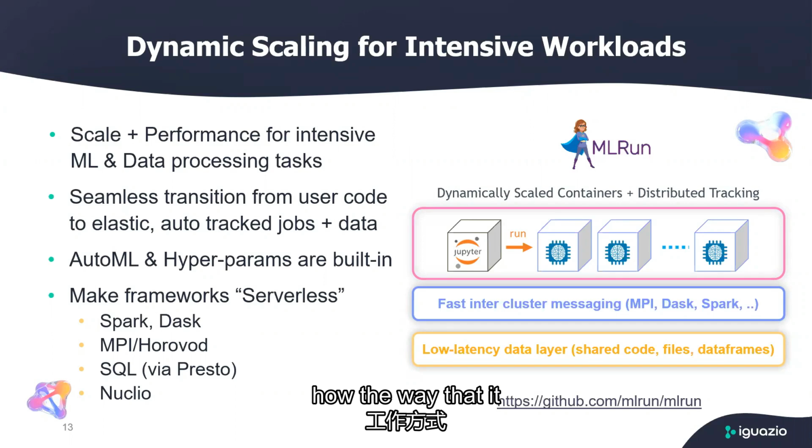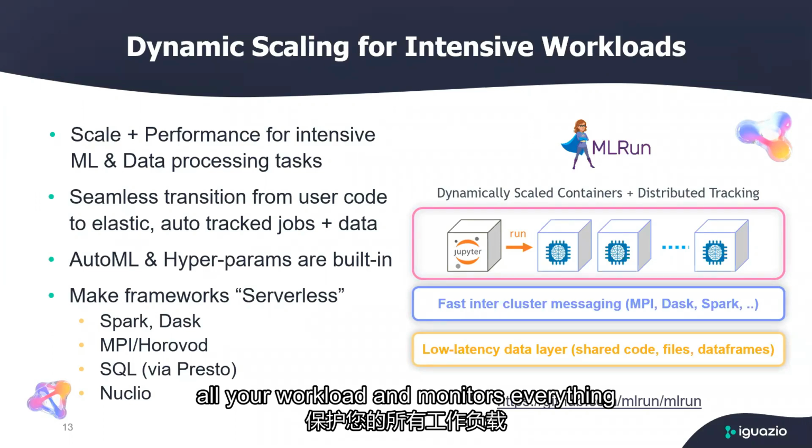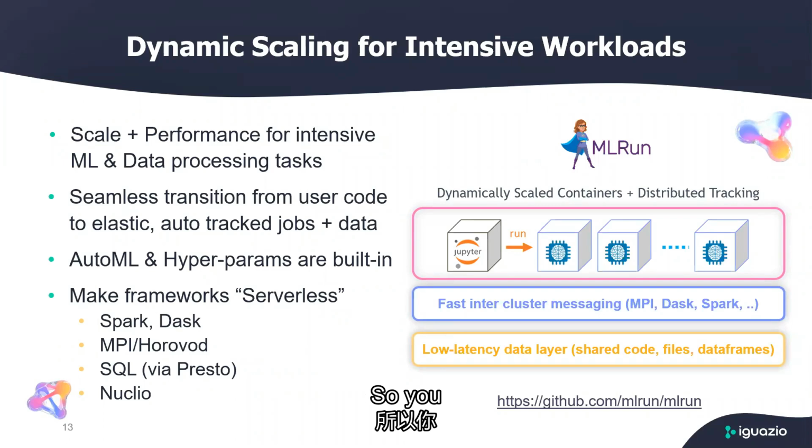But the trick and the way that it works is essentially allowing you to scale out the containers, but also provision low latency messaging across those containers and data exchange across those containers using a low latency data fabric. And this way you can scale dynamically the workload, even for very intensive jobs. It also sandboxes all your workload and monitors everything that goes in and out, so you automatically get all the experiment tracking, all the job tracking, as I'm going to show in a demo in a minute. So what you gain is scale and performance without the hassle.